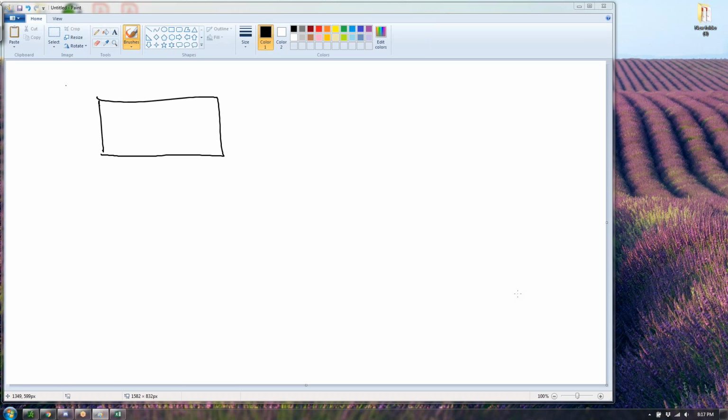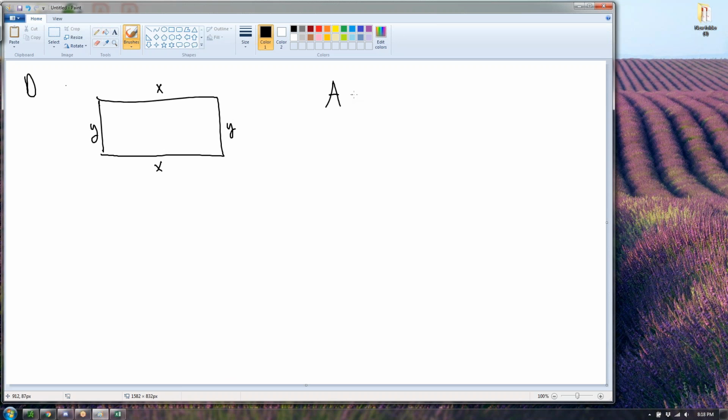Okay, it's recording now. So, on D, you want to know what's the maximum possible area of a rectangle that has a perimeter of 80. So X and Y are the lengths, and you want to maximize area. Now, the area is just the length times the width.